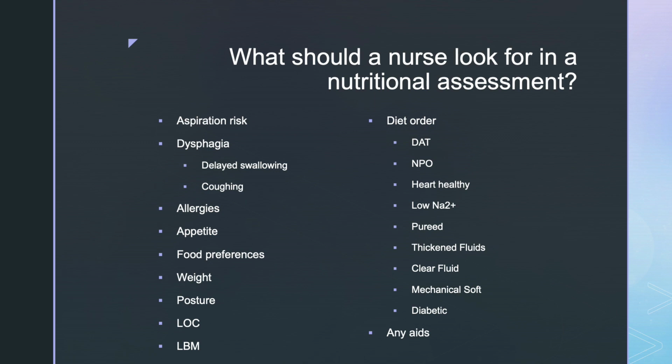Another consideration would be dentures, and I think this is probably the most important one in terms of eating. Patients can't eat if they don't have their dentures. There are multiple circumstances when a patient might have lost their dentures or misplaced their dentures, and if this is the case, then we need to maybe change them from DAT to a mechanical soft diet so that they can chew their food without their dentures.